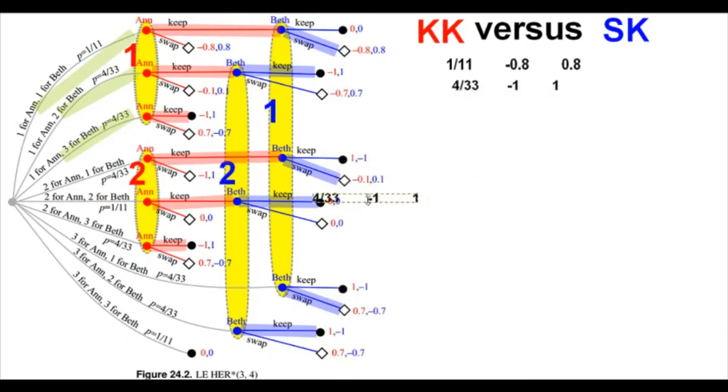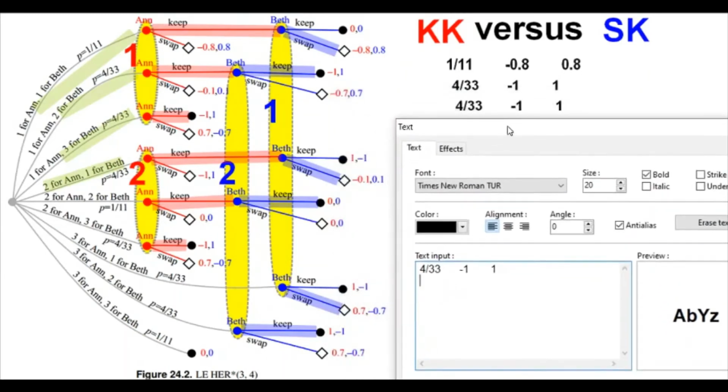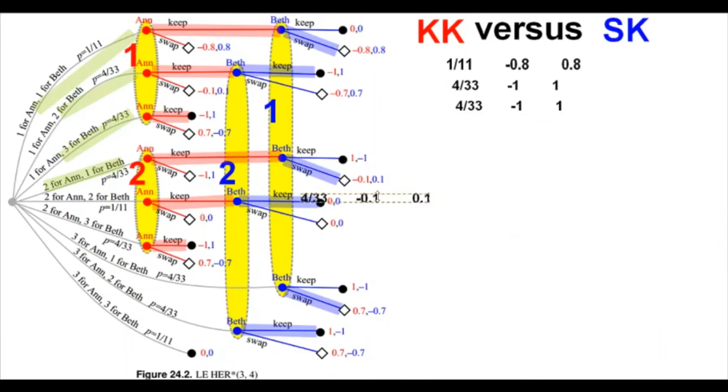Okay. Goes in here. This is the third option. Number 4: 4 over 33, keeping, swapping. Negative 0.1, 0.1 are the expectations here. So let's put it in, 4 over 33. And the outcomes are negative 0.1, negative 0.1 and 0.1. So we put it in.